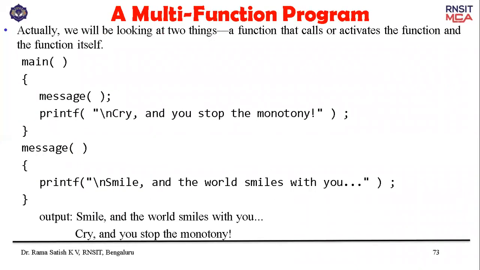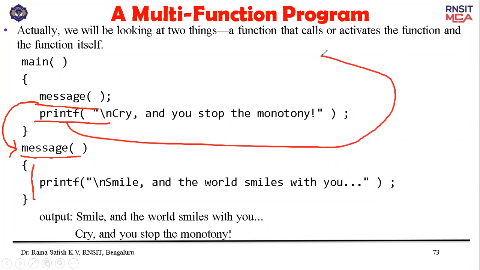Now, look at this particular example. It is actually a multi-function program. Observe now, there are two types of functions. One is printf, another one is message. And remember, message is defined here. That means you're given a clear definition of what has to be done in the message. But printf is an already built-in function, which is there in your stdio.h.